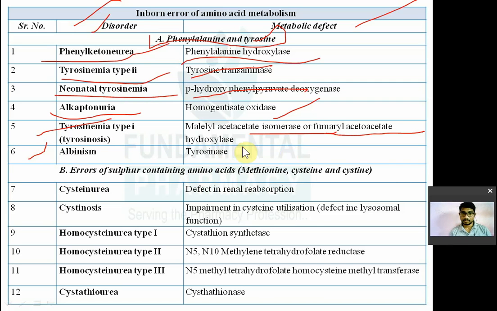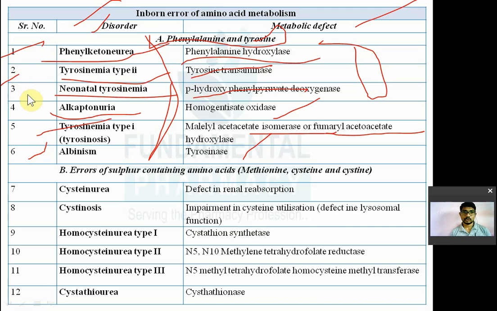So remember phenylketonuria is due to the defect in phenylalanine hydroxylase. Then tyrosinemia type second is due to tyrosine transaminase. Neonatal tyrosinemia is due to defect in para hydroxy phenyl pyruvate dioxygenase. Then alkaptonuria is due to homogentisate oxidase. Then tyrosinemia type 1 is due to maleylacetoacetate isomerase or fumarylacetoacetate isomerase. The next one is albinism, due to enzyme defect known as tyrosinase. Okay, this was the inborn errors of aromatic amino acids.